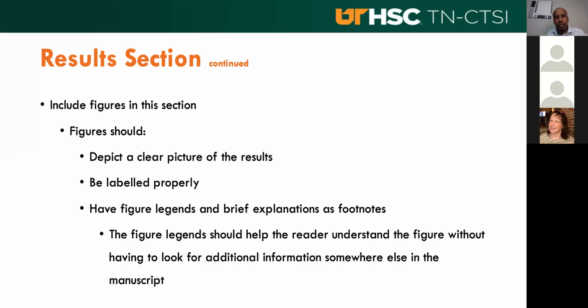So in the figure section, again, depict a clear picture of the result. Figures should be labeled properly, and should have legends and brief explanations as footnotes. The figure legends should help the reader understand the figure without having to look for additional information somewhere else in the manuscript.